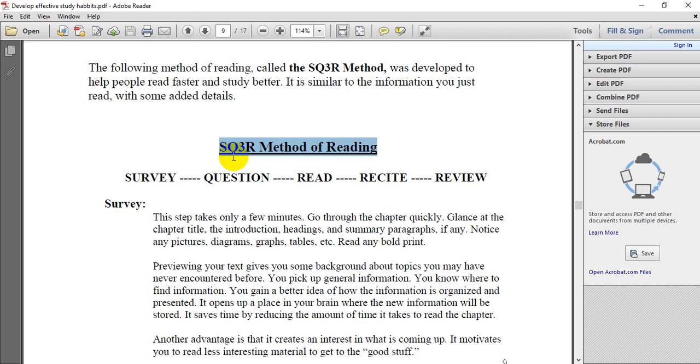You can use this method when you're studying from books. The SQ3R method has 5 steps. The technique stands for survey, question, read, recite, review.